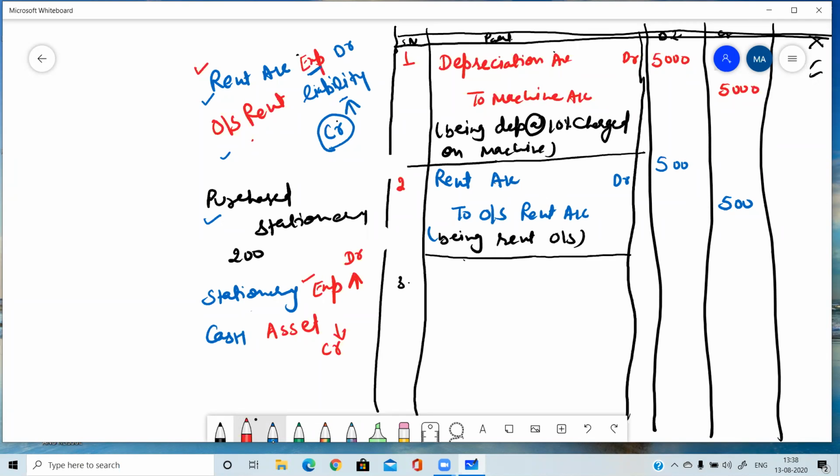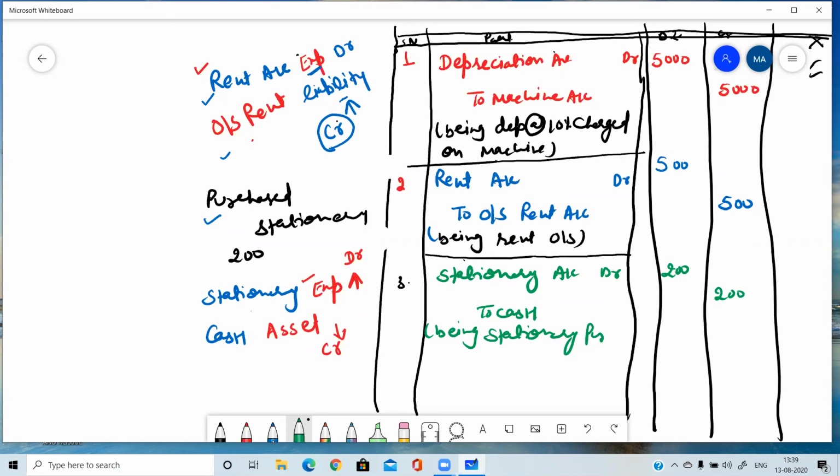So the journal entry will be: stationery account debit to cash. And the value is 200, 500, whatever is given in the question. Being stationery purchased. Am I clear? Yes, please tell me, am I clear with all these journal entries, or is there any problem? Please tell me, everyone.